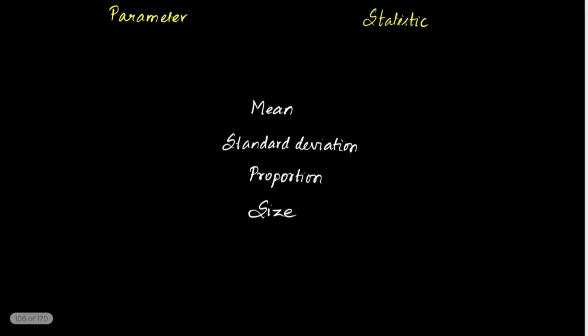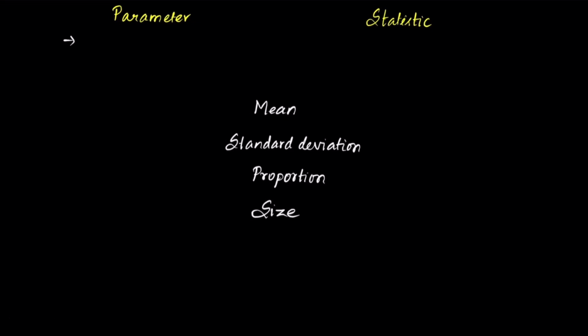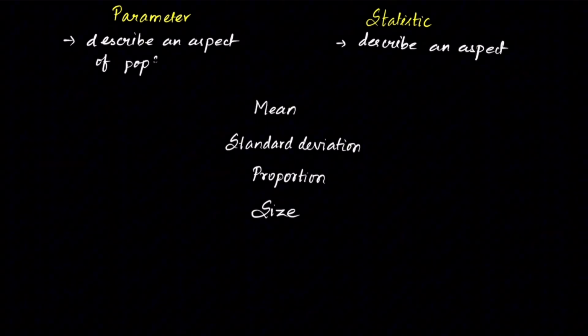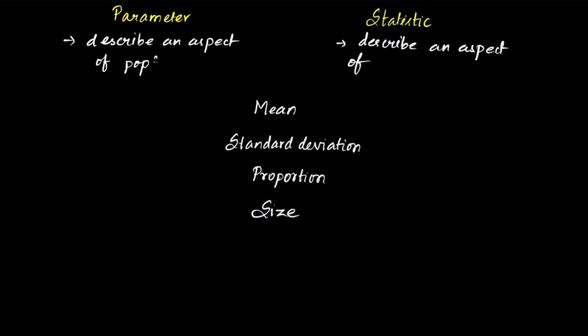Parameter versus statistic. A parameter is associated with a population. Parameters are used to describe an aspect of a population. On the other hand, a statistic is associated with a sample. A statistic is used to describe an aspect of a sample which is taken from the population. So a parameter is related to the population, and a statistic is related to the sample.